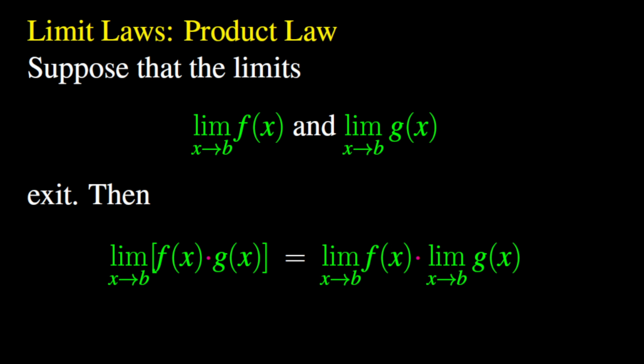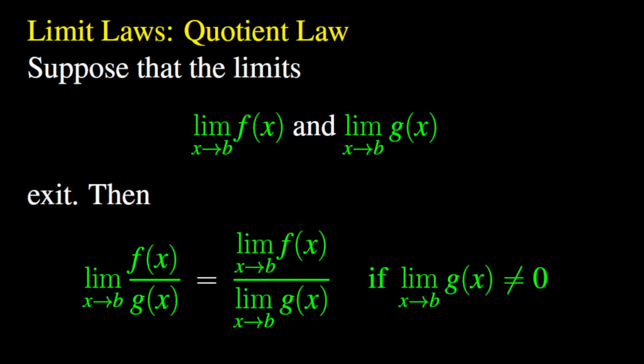The fourth limit law is the product law. The limit as x goes to b of the product f of x times g of x is equal to the product of limits. The fifth limit law is the quotient law. The limit as x goes to b of the quotient, f of x divided by g of x is equal to the quotient of limits, provided that the limit as x goes to b of g of x is not 0.